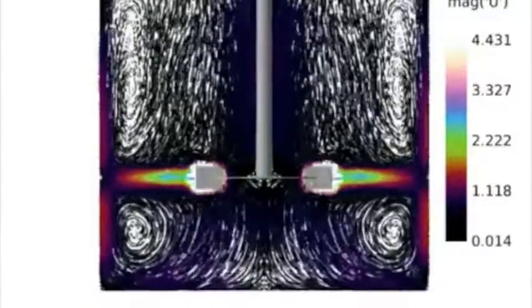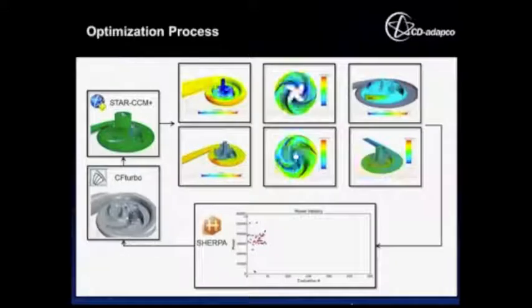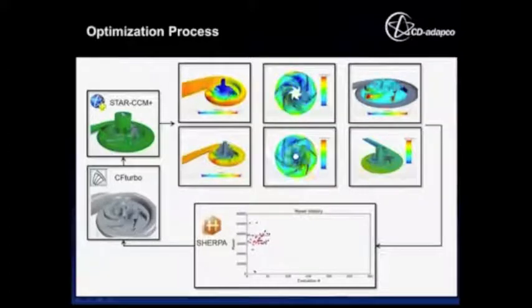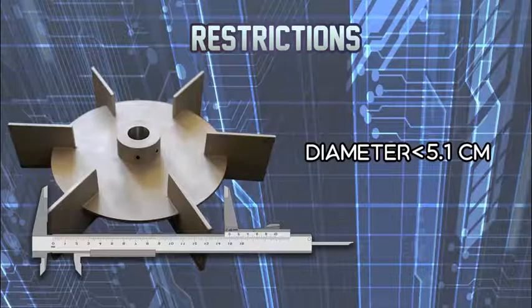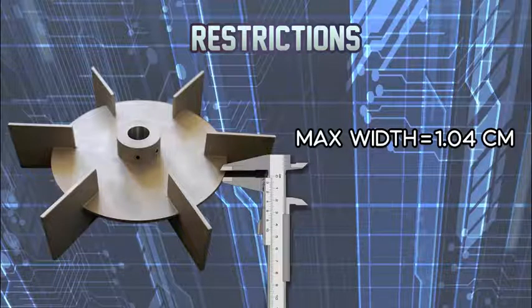The first step that was taken was to import the CAD geometry into the STAR-CCM+ program. Both the Rushton and the new impellers were coupled with a standard tank diameter and height of 14 centimeters. There were some geometrical restrictions that had to be taken into consideration. For example, the diameter could not be larger than 5.1 centimeters, and the maximum width of the geometry had to be 1.04 centimeters. However, both restrictions were satisfied, and the maximum diameter that was achieved was 4.666 centimeters.